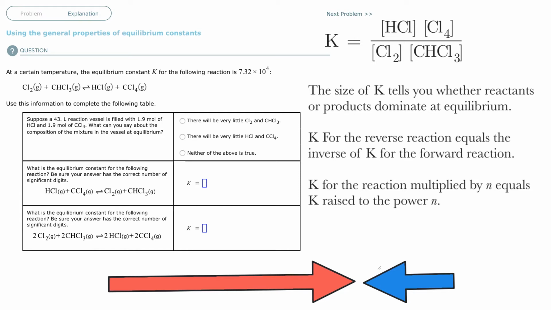Okay. So in the case of this K, I've got 7.32 times 10 to the 4th. Okay. So that is 4 zeros. That's 70,000. So it's a big number. So if this is a big number, it tells me that the top must be big and the bottom must be little. Otherwise, you couldn't get a big number. That means you have very little stuff on the left and lots of stuff on the right. Well, that's showing you towards the products.